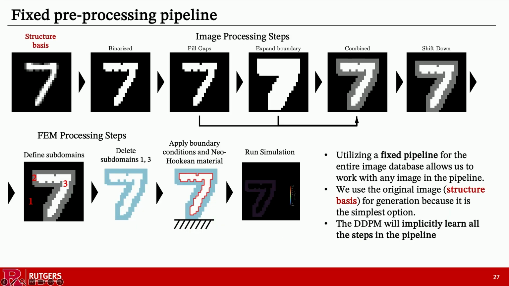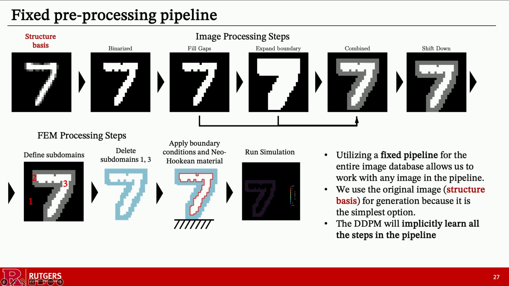So what I wanted to point out here is that this thing works because it is based on a fixed processing pipeline. Okay. This is something we discovered as we were playing around with how we're going to parameterize the model. How we actually arrive at the simulation has 10 steps. We take the original image, we call it the structure basis, binarize it, fill in some gaps, expand the boundaries, combine the two together, shift it down so we can hold it. Okay, define subdomains, delete some, apply material and boundary conditions, and run the simulation.